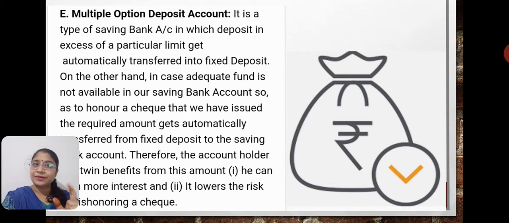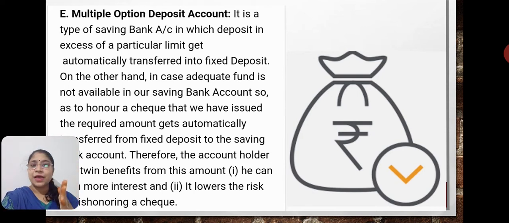Suppose I open a multi-option account and I say my account will have a saving deposit till 2 lakh rupees, and I still keep on depositing and my balance goes above 2 lakh rupees, then whatever amount is above 2 lakhs will automatically get transferred to a fixed deposit account. On the other hand, if funds are not available in my saving deposit account to honor a check that we have issued, the required amount automatically gets transferred from the deposit account.